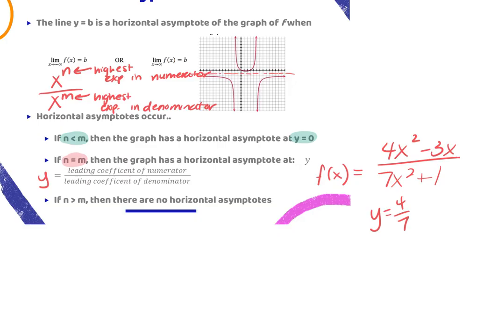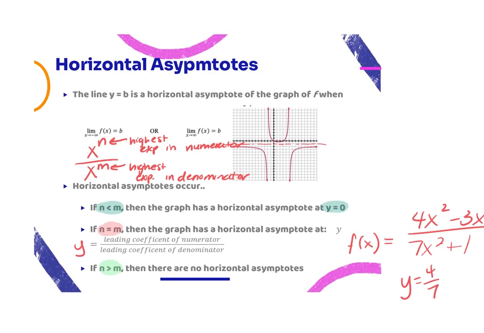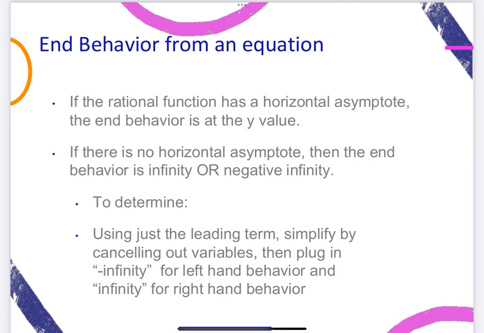And the last one is if n is greater than m. So if the exponent in the top is bigger than the exponent in the bottom, then there is no horizontal asymptote, and we're going to talk about how you would find end behavior in that case. So n less than, it's 0; n equal, it's leading coefficients; n bigger than, no horizontal asymptote, which means we can't use this approach to find it. Okay, if the rational function has a horizontal asymptote, then the end behavior is that y value. So if my horizontal asymptote was at 3, then my end behavior on both the left and the right-hand side is 3.